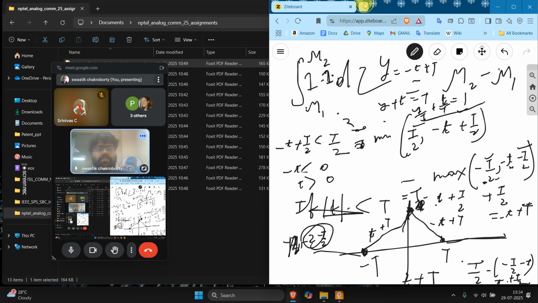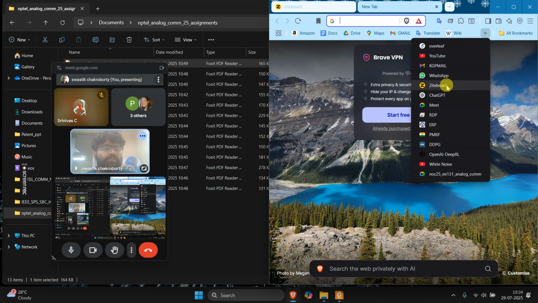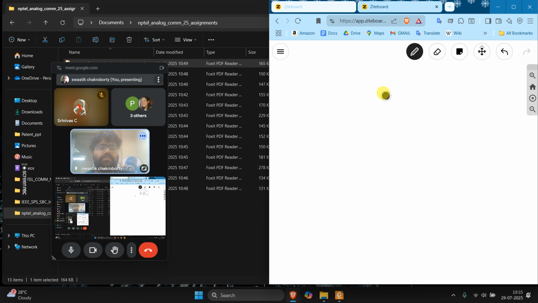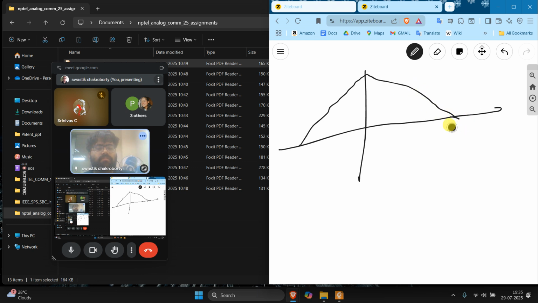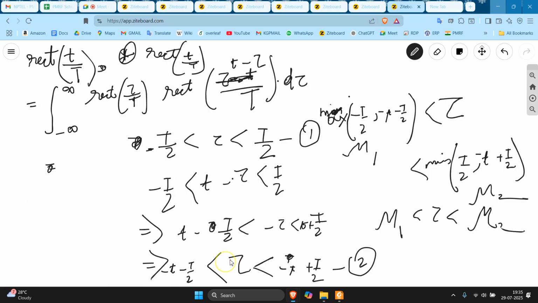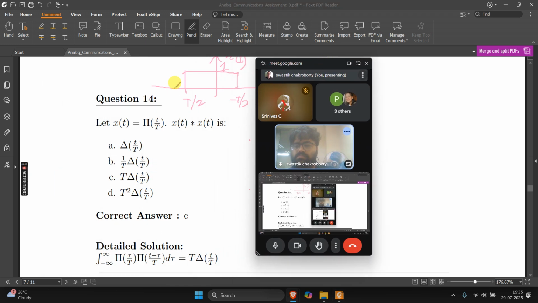So finally, the convolution of rectangular function with itself gives you a triangular function. It will give you a triangular function shaped like this. So this will be T triangular t by T. So that will be the answer. It was a bit marathon. I hope everyone followed. So it will be T triangular t by T. Okay.